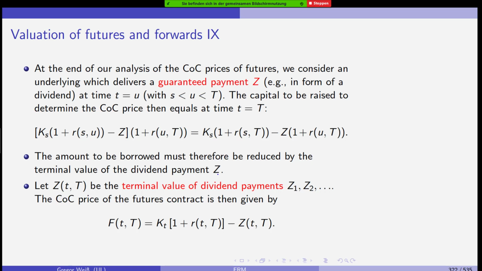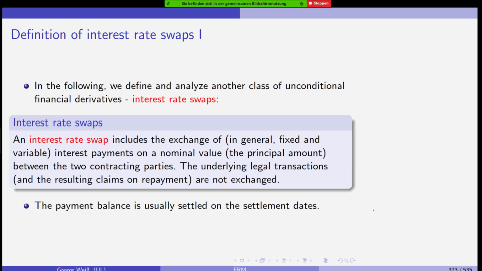If we have more dividend payments, it looks like this, and in the end, the futures contract is simply given by K_T, the cost of carry price we've seen before, K_T times 1 plus accumulated interest, minus the terminal value of the dividend payments. Okay. So this is our discussion of the valuation of a future and a forward.